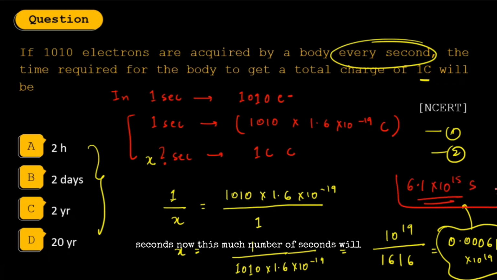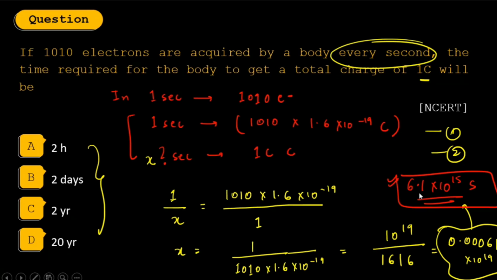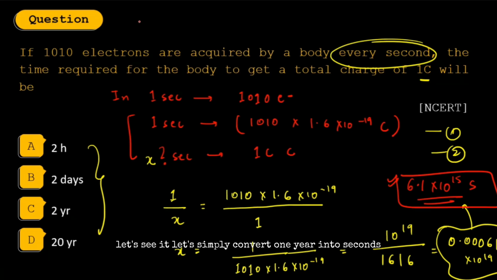Now this much number of seconds will constitute a charge of 1 coulomb as per the question. So again, you need to convert the seconds into hours, into days, into years if it is required. So how are we supposed to convert it? Let's simply convert 1 year into seconds and divide, and we're supposed to get the total number of years that will be required.